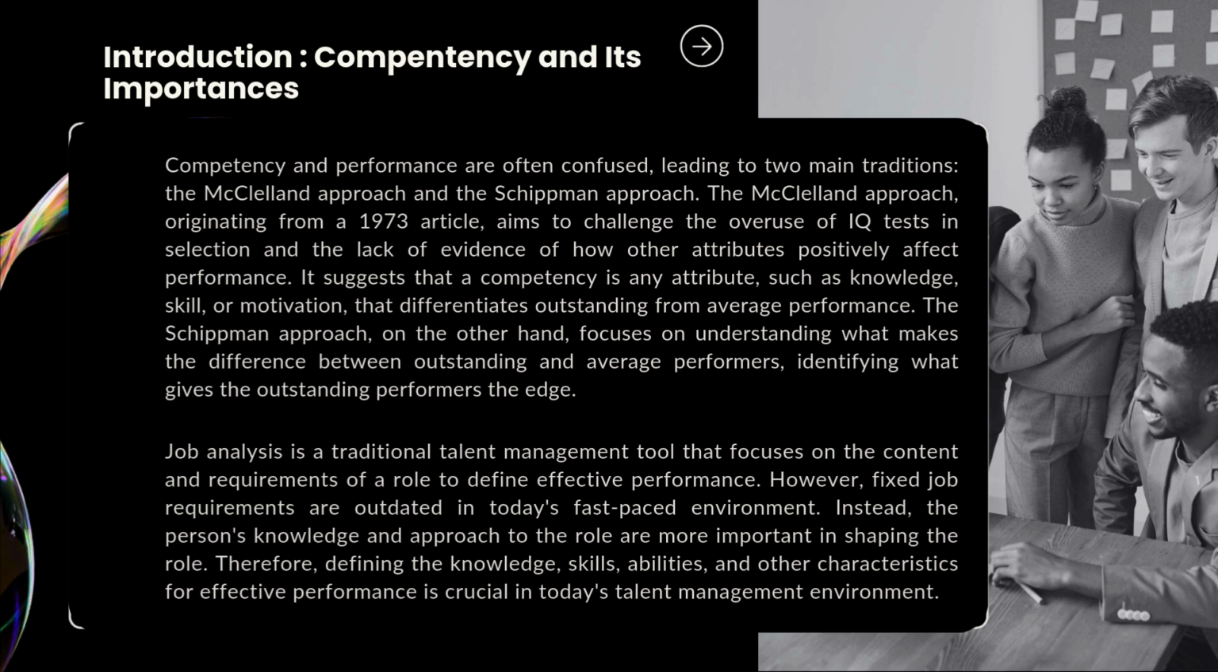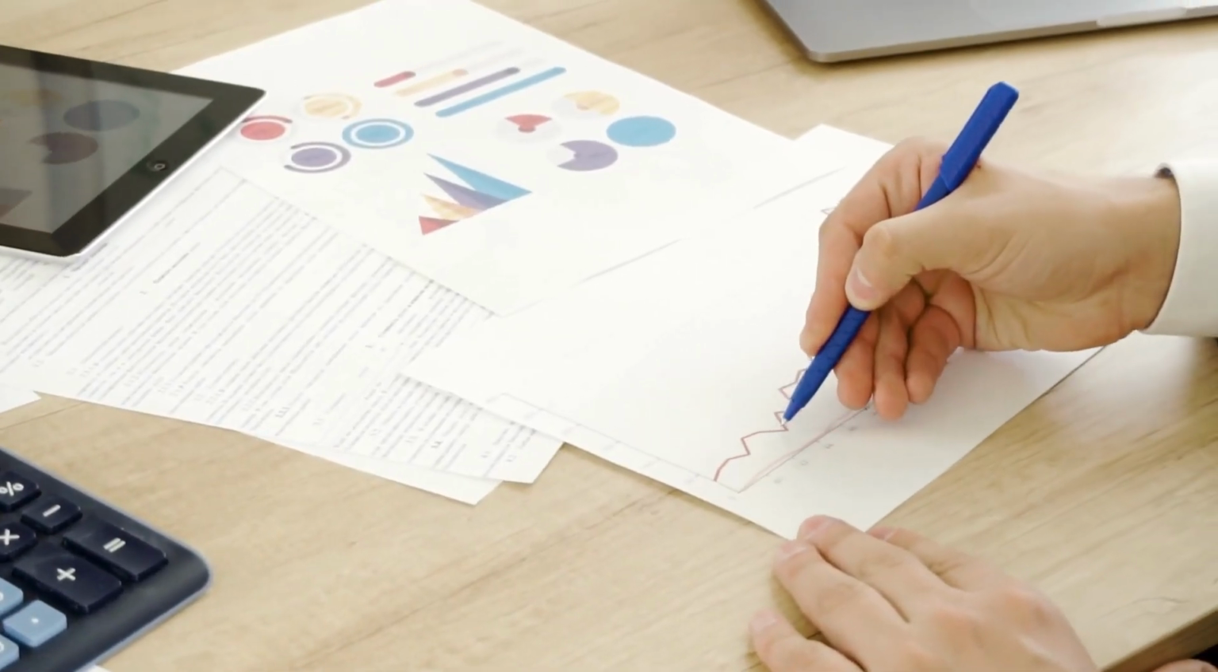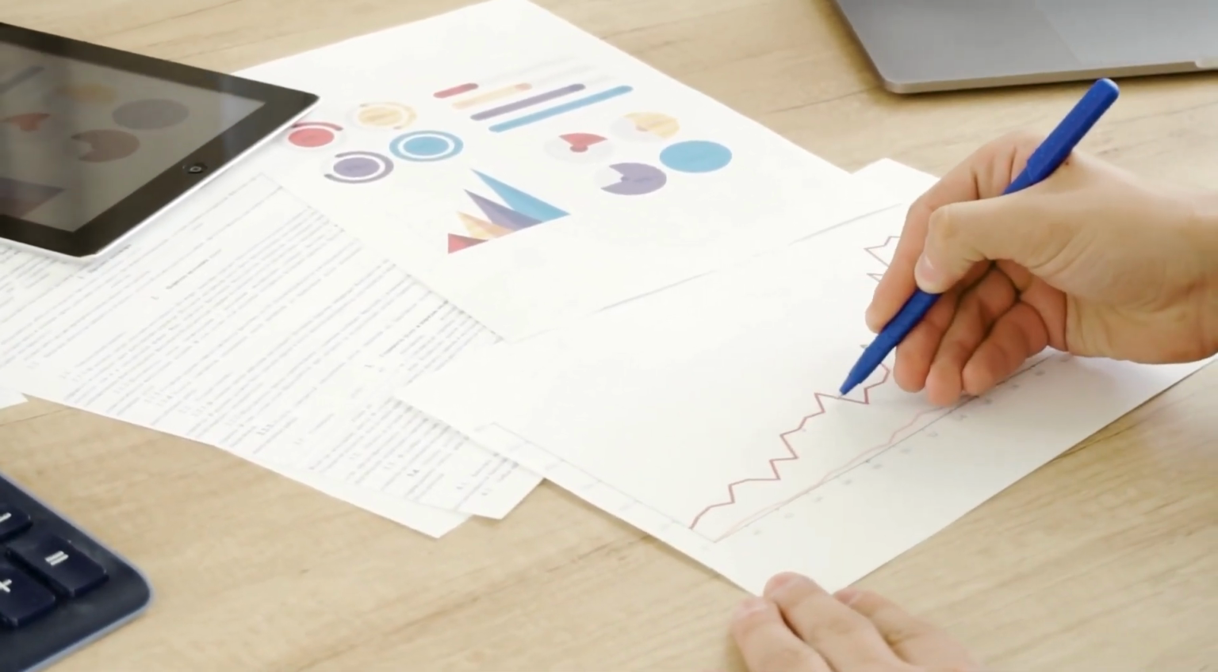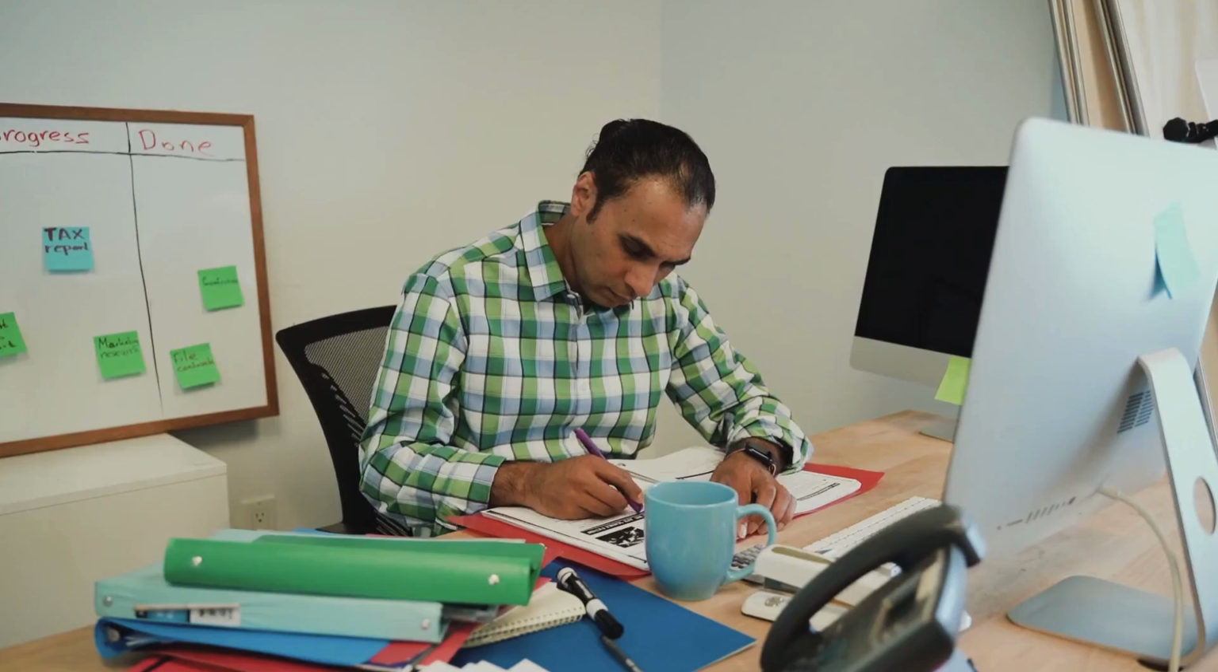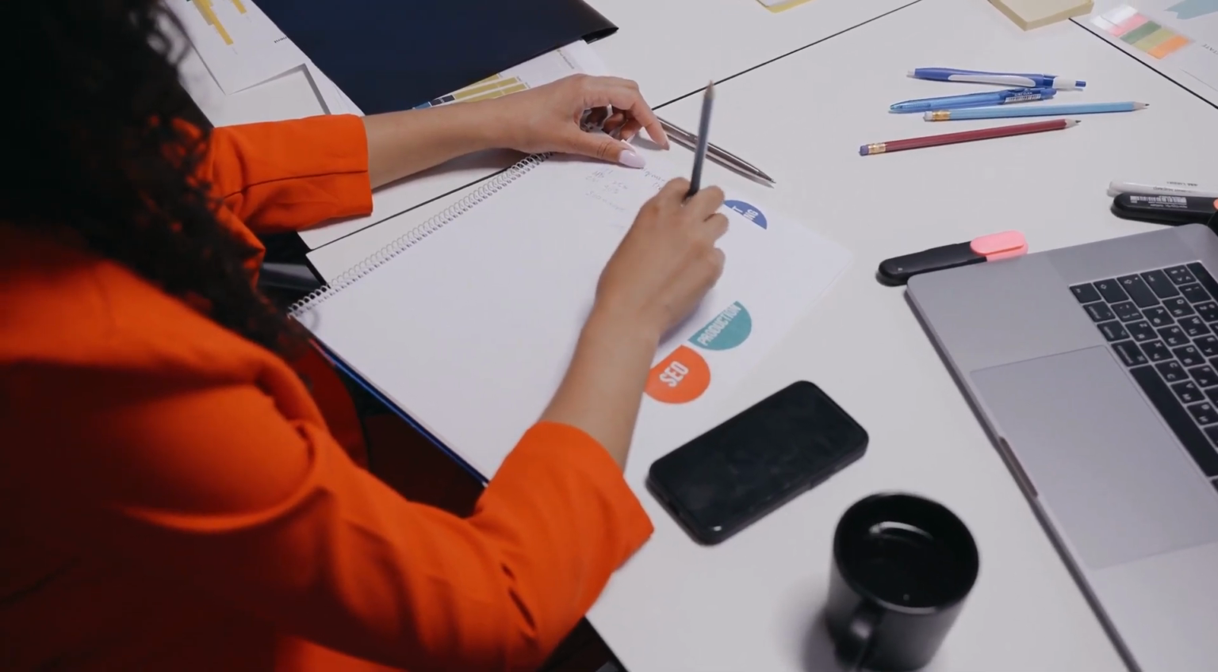Competency and performance are often confused, leading to two main traditions, the Maxwellian approach and the Shipman approach. The Maxwellian approach, originating from a 1973 article, aims to challenge the overuse of IQ tests in selection and the lack of evidence of how other attributes positively affect performance. It suggests that a competency is any attribute, such as knowledge, skill, or motivation, that differentiates outstanding from average performance. The Shipman approach, on the other hand, focuses on understanding what makes the difference between outstanding and average performers, identifying what gives the outstanding performers the edge.